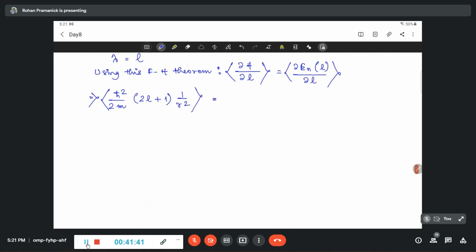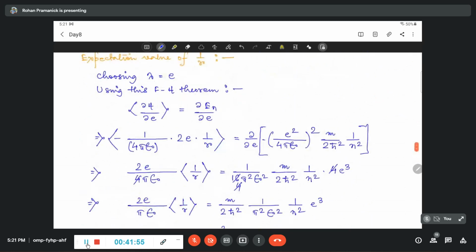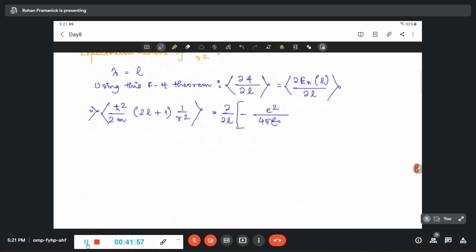And while using the right hand side, this is del L, and I will write similarly, this is minus e square by 4 pi epsilon 0. There is a square, right? There is a square. Yes. There is a square, and there is m by 2h cut squared.